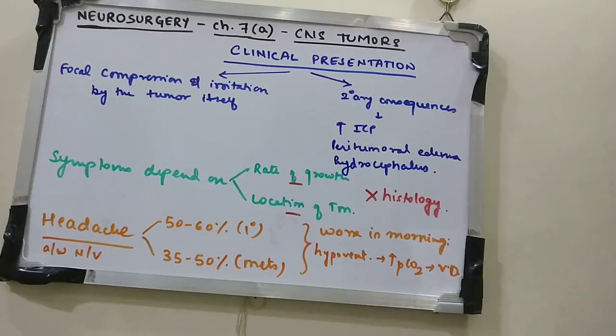Most of these headaches are associated with nausea and vomiting in 40% of the patients, and they can be temporarily relieved by vomiting. How are they relieved by vomiting? Because the patient during vomiting is going to hyperventilate. This will decrease your CO2 and the vasodilation will be relieved, so your headache will improve.